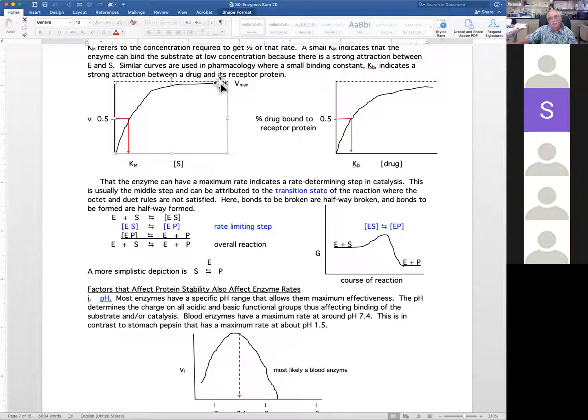And then an analogy to the binding of a drug to its receptor protein. Okay, what does it mean if you have a very high binding? Well, that means that there's strong binding between that drug and the receptor protein. What do we call the KB? Well, I can get half bound with a small amount of drug. That means it's a very strong binding. That's what it means.